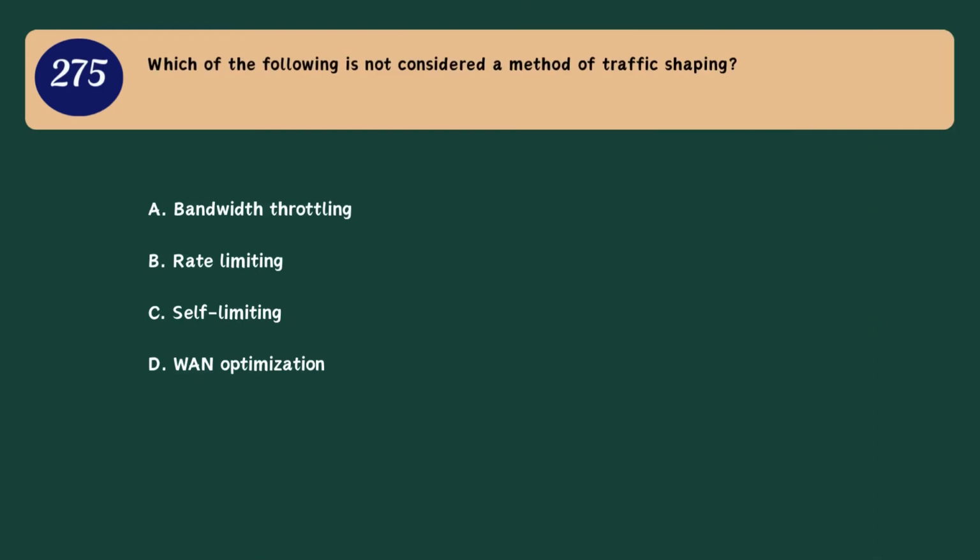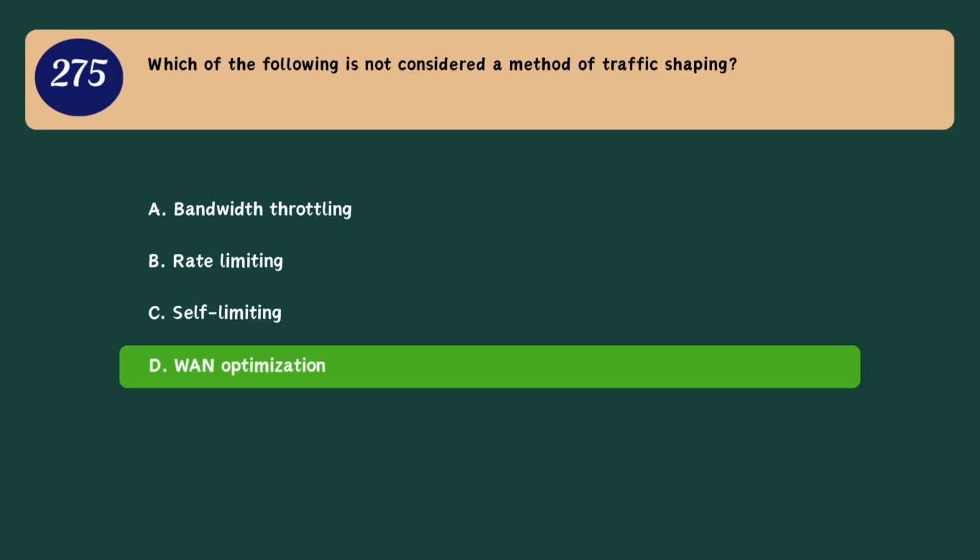Question 275. Which of the following is not considered a method of traffic shaping? A. Bandwidth throttling. B. Rate limiting. C. Self-limiting. D. WAN optimization. Correct answer. D. WAN optimization.